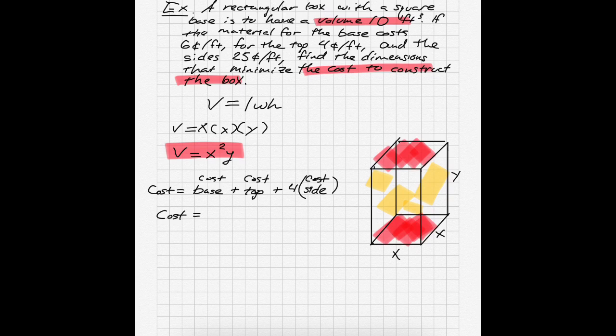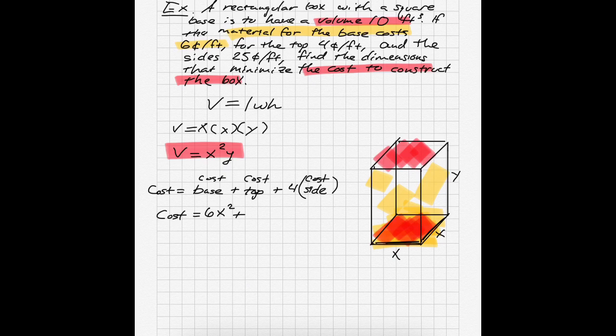Well, let me look back here at the problem statement. So the material for the base costs 6 cents a foot. So I'm going to have 6, but look at the base here again. So what is the area of the base? Well, the area of the base is going to be, well, x times x, right? X squared, x times x.